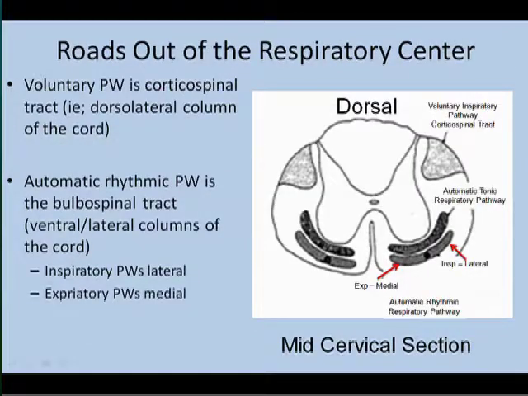After integration by the brainstem, the neural pathways that drive ventilation travel in the spinal cord. As shown here, voluntary inspiratory signals travel in the dorsolateral column. By contrast, the automatic rhythmic neural signals travel in the ventral and lateral columns of the cord.